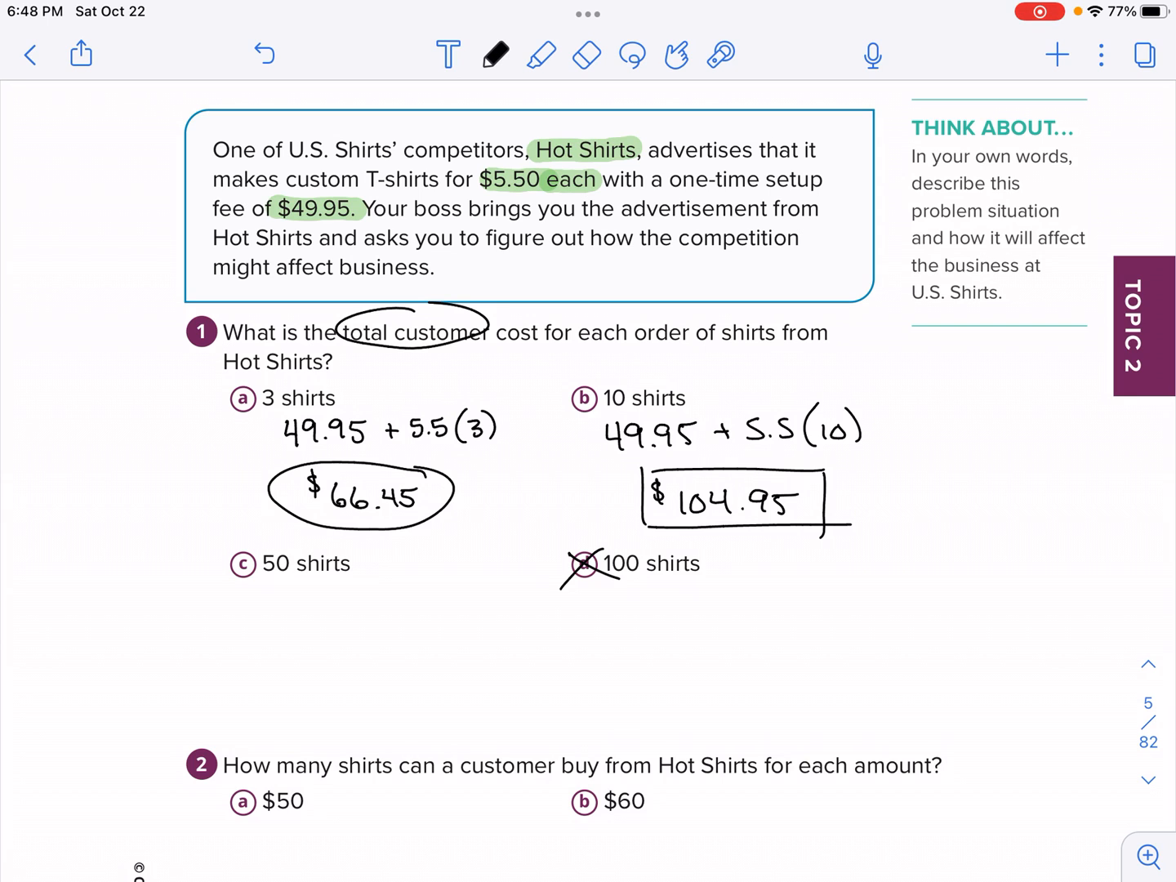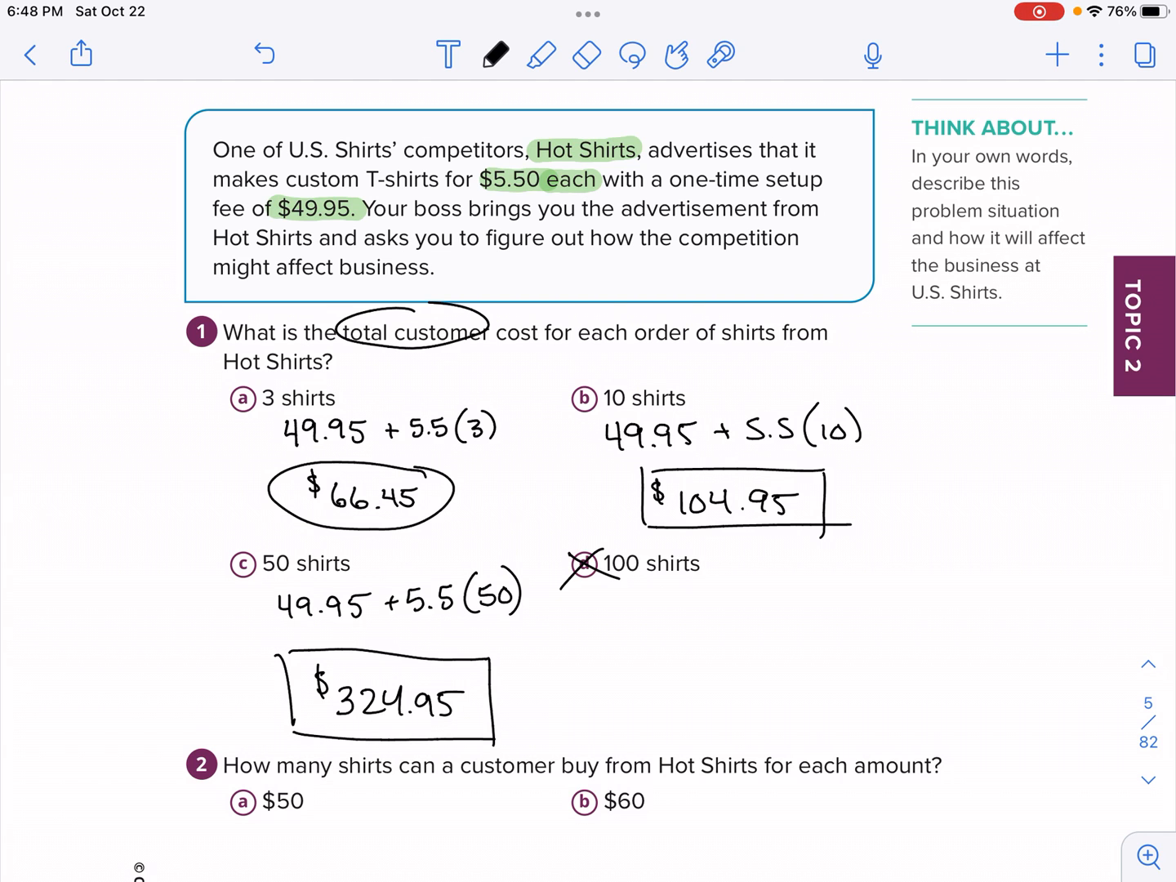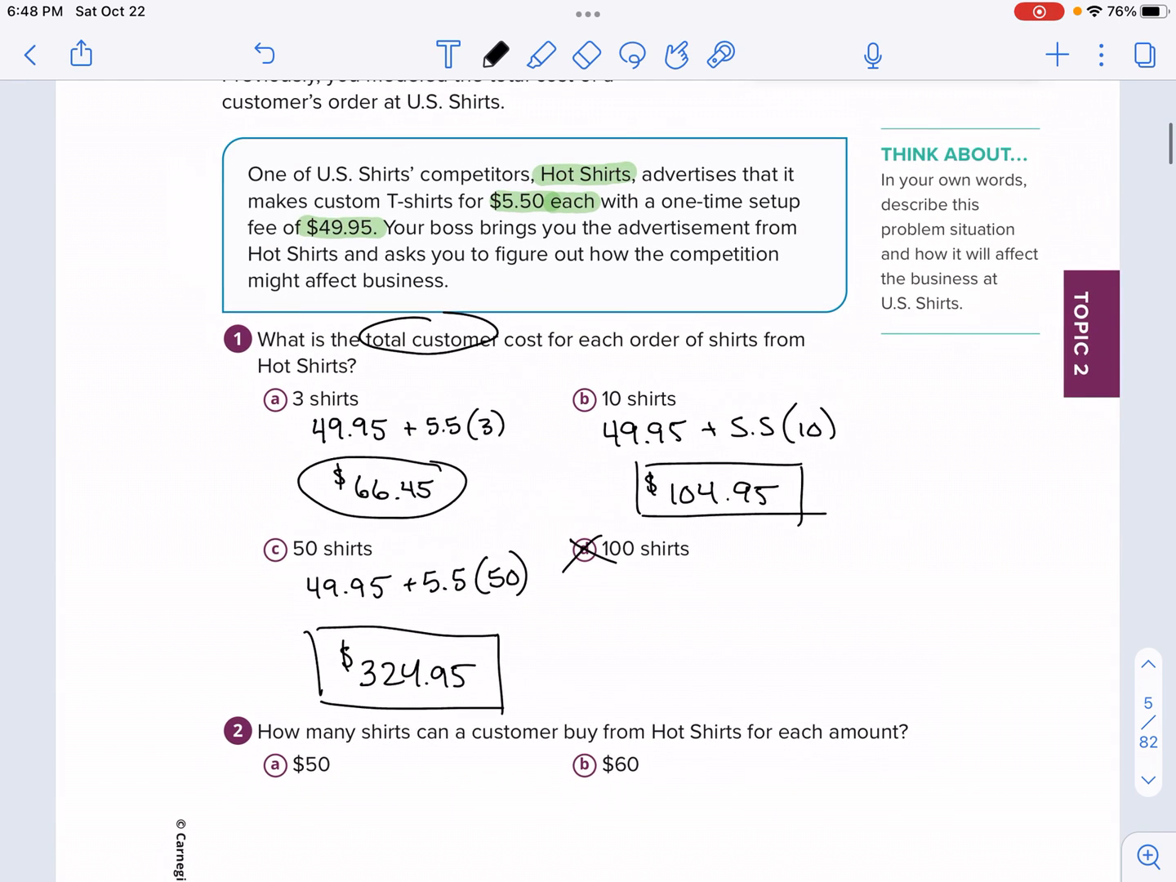Okay. And 50, how do we write that? We're going to put $49.95 plus 5.5, and we're now multiplying by 50. You're welcome to put this into your calculator. But this is quite a bit of money to purchase 50 shirts. Obviously, it's going to be a lot. $324.95.